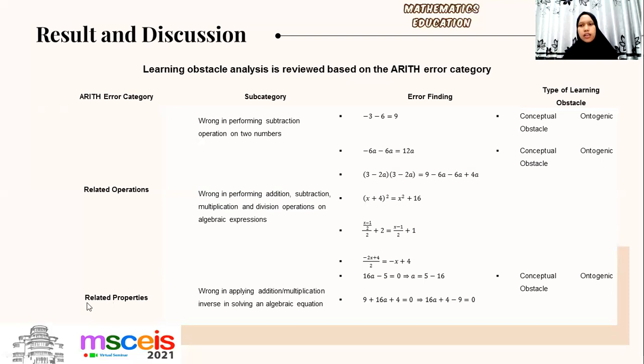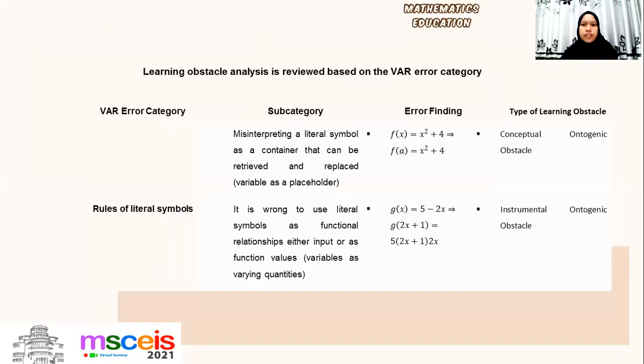And the second is related properties. The subcategory is wrong in applying addition or multiplication inverse in solving an algebraic equation. And the type of learning obstacle is conceptual ontogenic obstacle. The second is learning obstacle analysis reviewed based on the FAR error category.